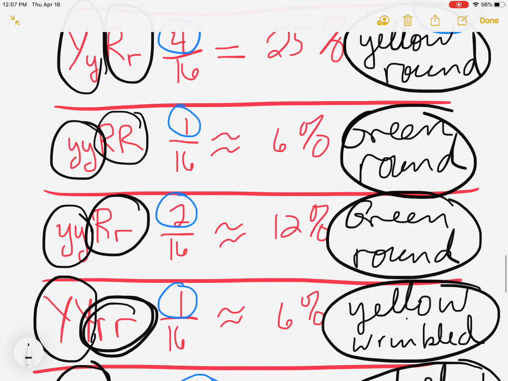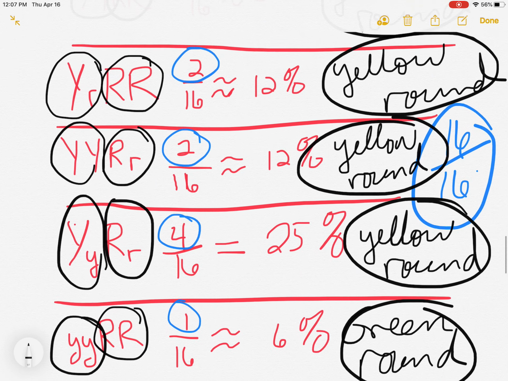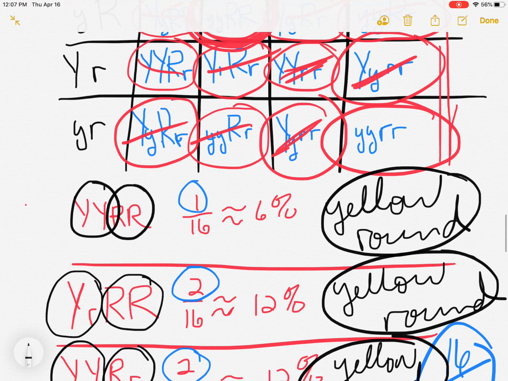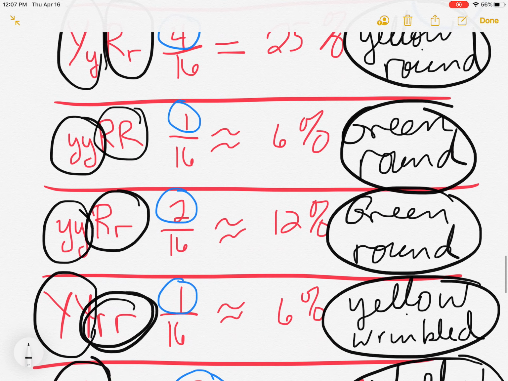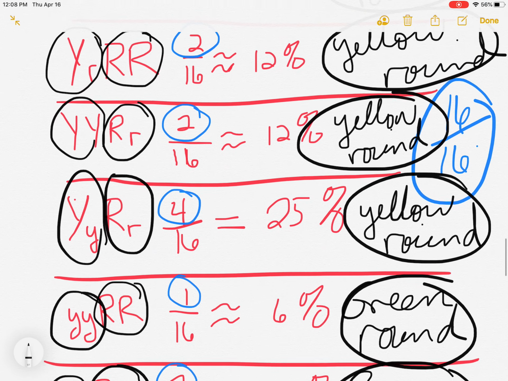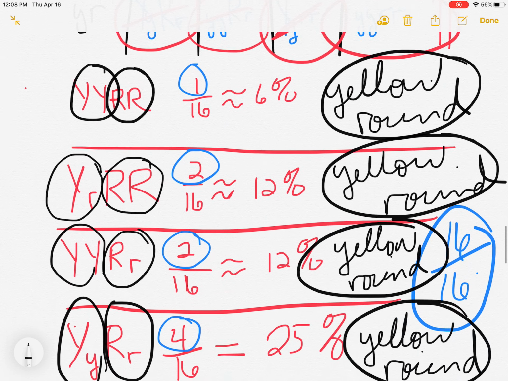I'm just going to double check my numbers here. Yellow and round. Oh, you know what? It's not. Is it 14? Yeah, it is 16. So 1, 2, 3, 4. That's 16. Just checking. The reason I'm checking is because I know that we're supposed to get 9 out of 16 for yellow and round.